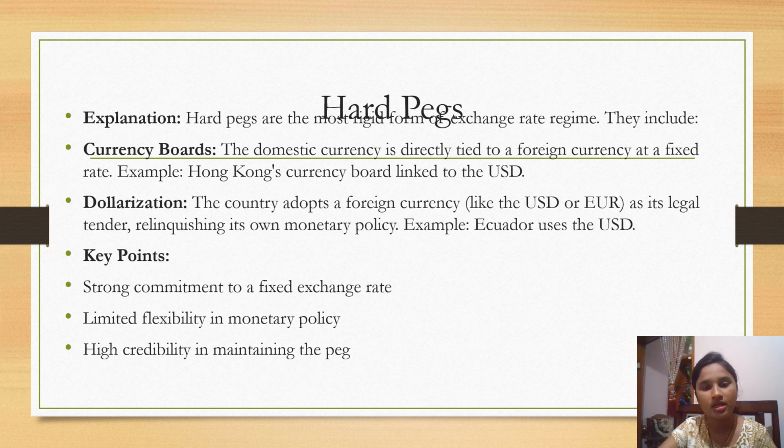Dollarization. The country adopts a foreign currency like the USD or Euro as its legal tender, relinquishing its own monetary policy. Example, Ecuador uses USD. Key points: strong commitment to a fixed exchange rate, limited flexibility in monetary policy, high credibility in maintaining the peg.